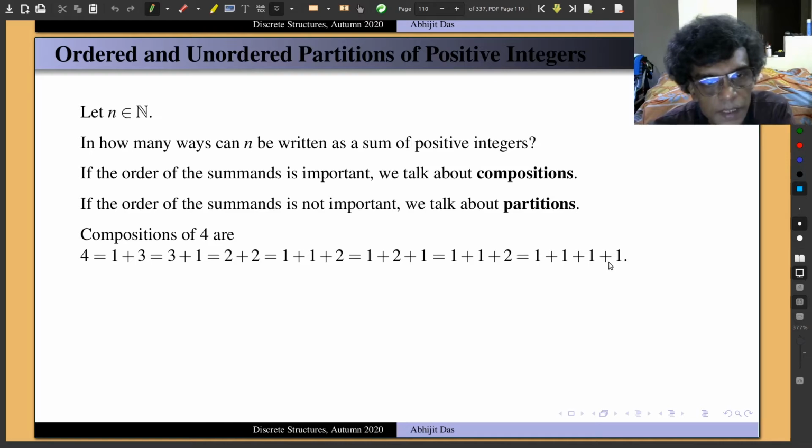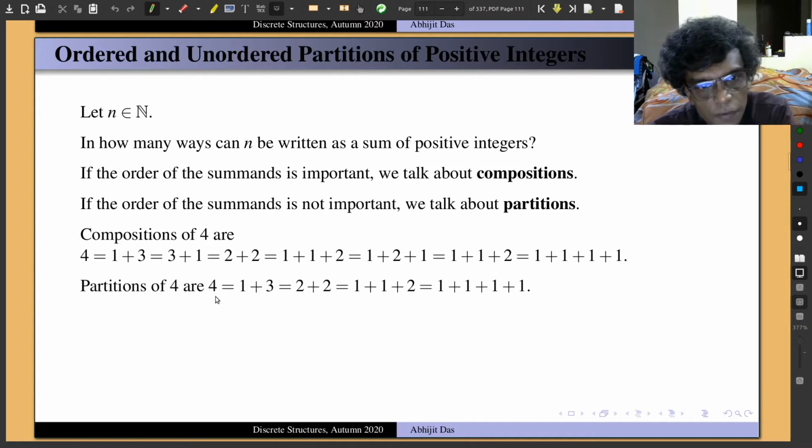On the other hand, if I consider this and this as essentially the same sum, likewise this and this as the same sum, we are talking about unordered partitions, which are also simply called partitions. So, all partitions of 4 are therefore 4, 1 plus 3, 2 plus 2, 1 plus 1 plus 2 and 1 plus 1 plus 1 plus 1. So, how many are there? 1, 2, 3, 4, 5. So, 5 partitions, whereas 8 compositions for 4.